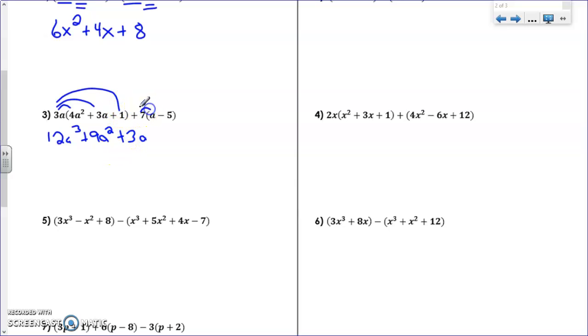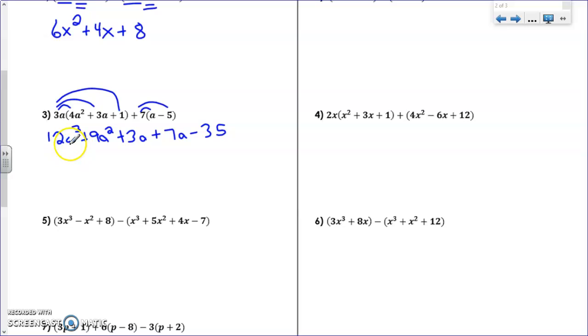Okay, then we're going to distribute this 7. We get 7a minus 35. And this may be easy for a lot of you because, like I said, you did this in middle school, okay? And then you did it again in algebra, and then you did it again in algebra 2. But I'm just trying to remind you of these rules in case you've forgotten them.